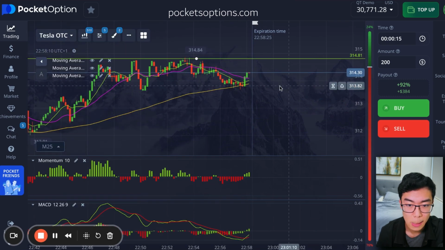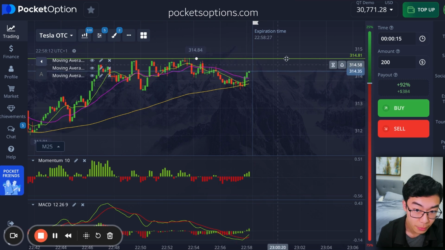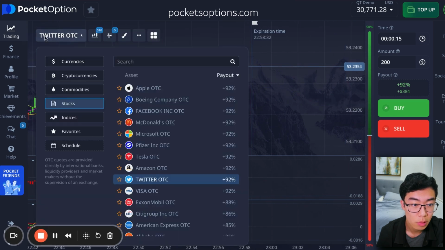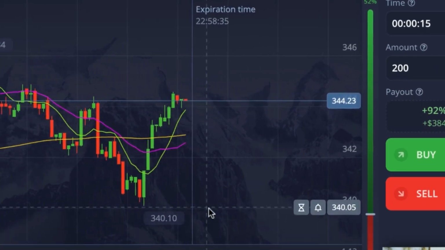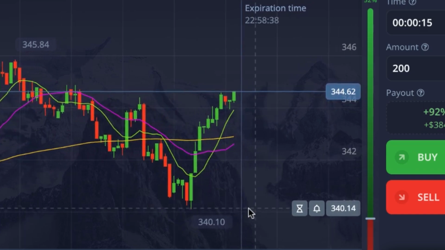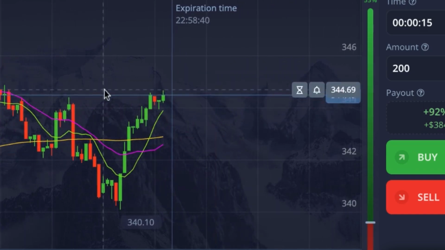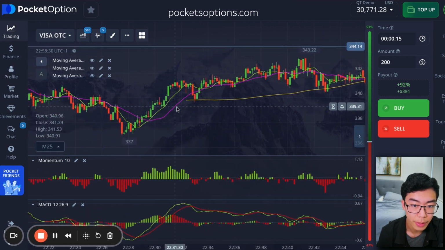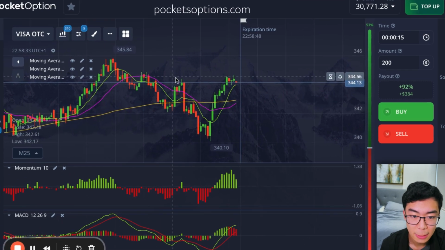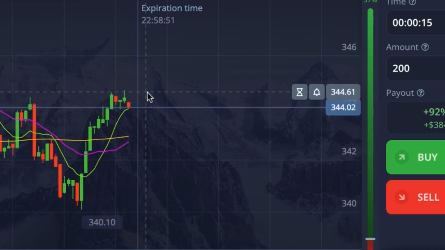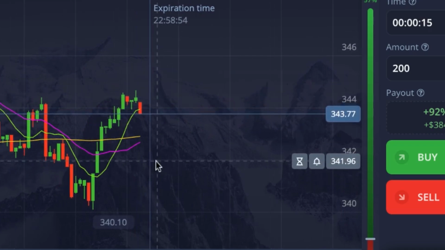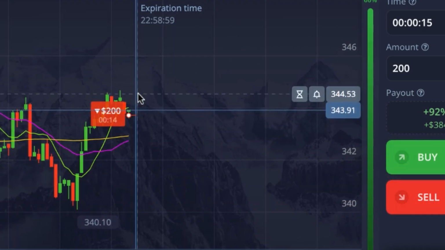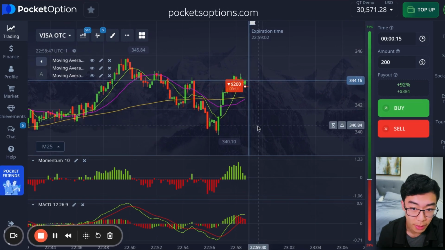Tesla. Alright. Might be going back up to this level. Check back in a bit. Twitter. Visa. Okay. Some mild resistance level right here. I think the real resistance level's around there. That would be a good one. Here. I'm gonna sell because it's a resistance level right here, so potentially it would go down a little bit.